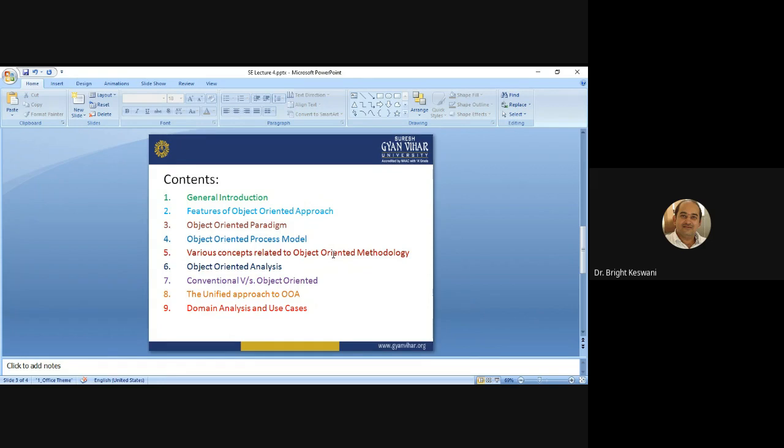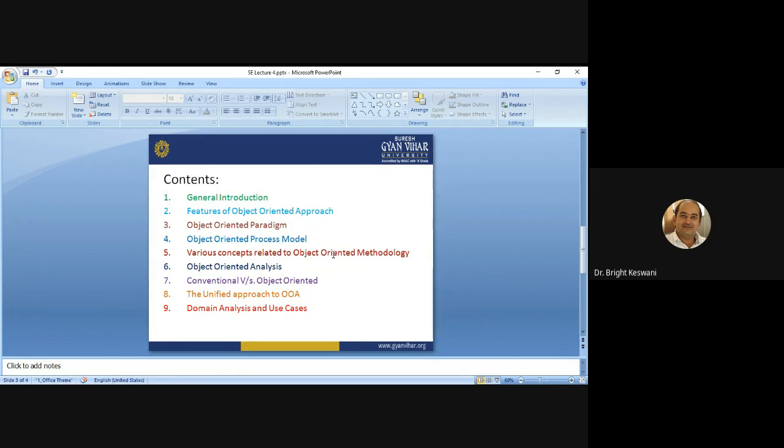I'm repeating again. First is object-oriented requirement analysis, which we can call ORA, the technology associated with the object-oriented approach. Second is object-oriented design.